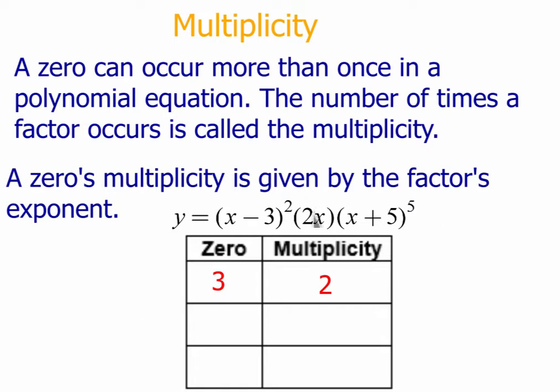For 2x, if I think 2x equals 0, divide both sides by 2, then I get x equals 0. So the zero that goes with 2x is 0. And its multiplicity, because I don't have an exponent, is not 0. Careful, when we don't have an exponent, the exponent is 1. So the multiplicity here is 1. Then for x + 5, take the opposite of the sign, and I get negative 5, and the multiplicity is 1. So that's all there is to it on multiplicity.